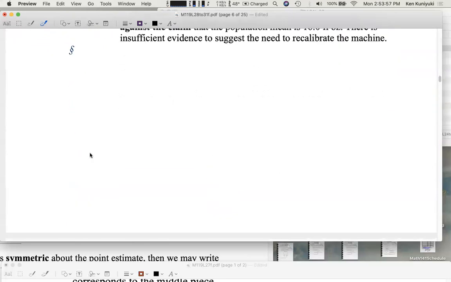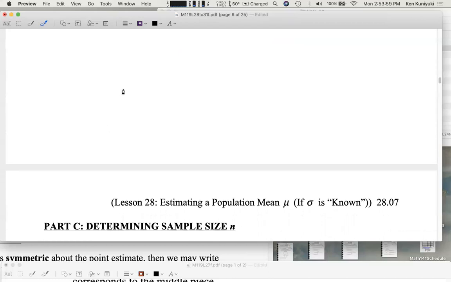Next time, let's say that you're going to conduct a study. How many people or how many cartons of ice cream do you need in order to get the kind of confidence interval and precision level of confidence interval that you're looking for? Next time.